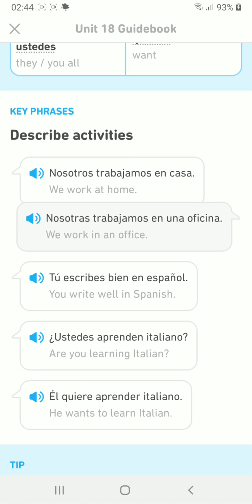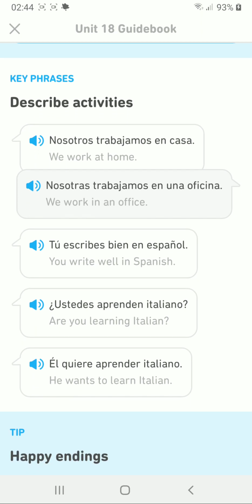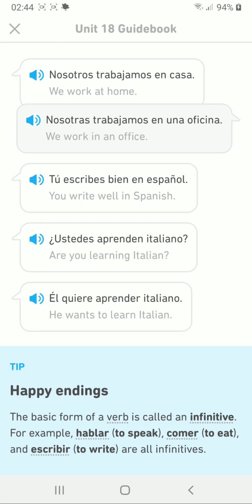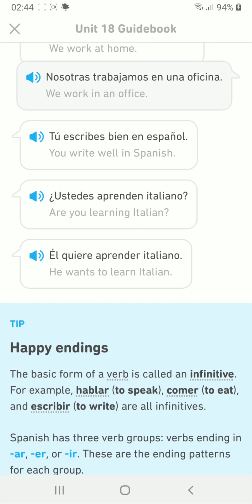Describe activities. Nosotros trabajamos en casa. So we work at home. Nosotras trabajamos en una oficina, which is an office. So we work in an office. Tú escribes bien en español. You write well in Spanish. Ustedes aprenden. This is a new word. Aprender.